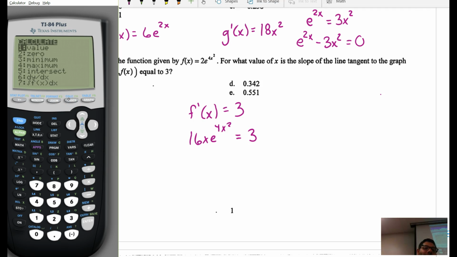Second, calculate. We're going to calculate an intersection. Is this the first curve? And is there a defined x and y? So then enter. Is this the second curve with a defined x and y? And then the guess doesn't matter because there's only one point of intersection.